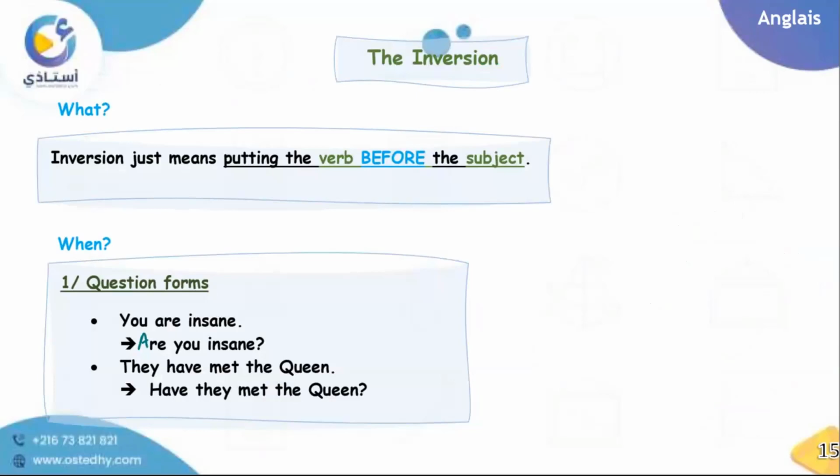This is the inversion. Okay, when does it happen? It happens in a lot of instances. The first inversion, we know it. It's very easy. It's in the question. Whenever we have a question, we need to put the verb before the subject.